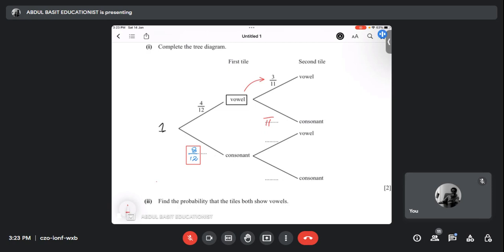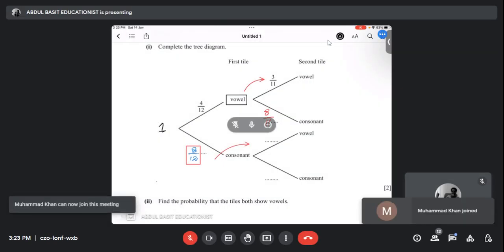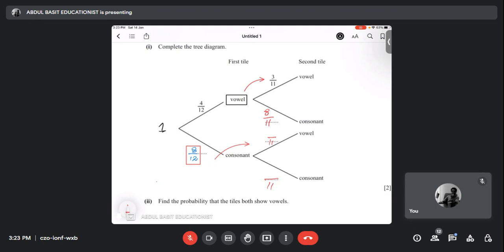Sir, 8. Very good. It would be 8 by 11. Okay. Now, Murtaza, can you see that I picked a consonant in this case? Agree? Yes sir. Now I'm picking a vowel. So what should I do? What is the probability? I know that the total would be 11 in both the cases. How many vowels are there in the bag out of 11?